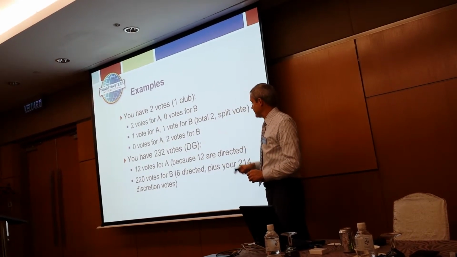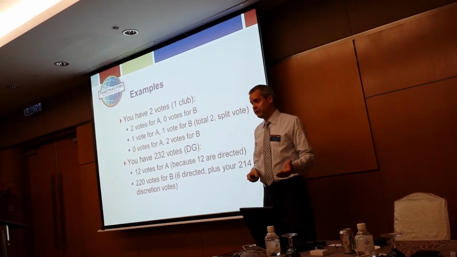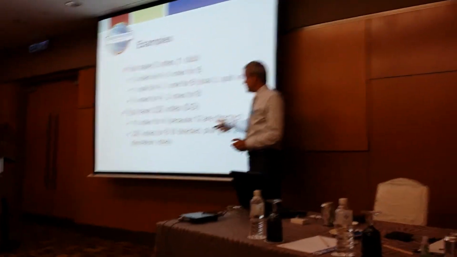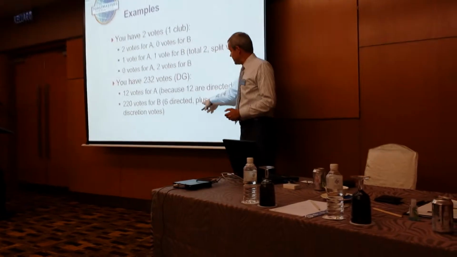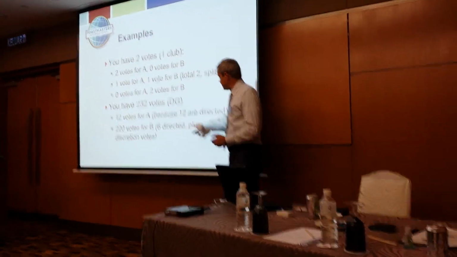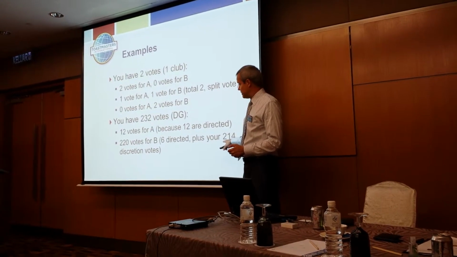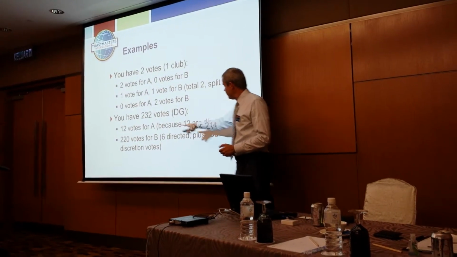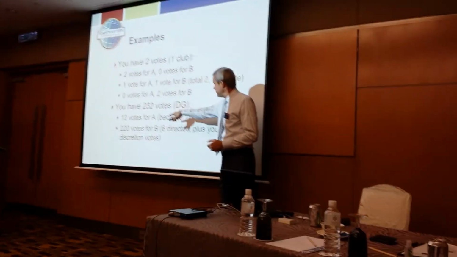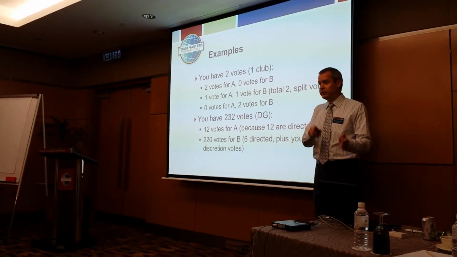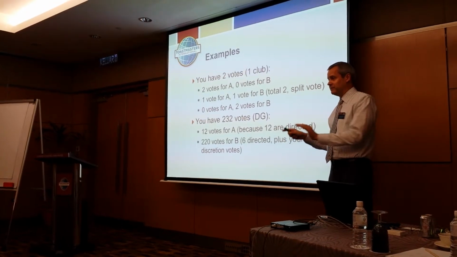A more complex example with the district governor having 232 votes. 12 votes for A because 12 are directed. But the district governor thinks B is the better candidate. There's 6 directed votes for B, plus the 214 discretionary votes. So 220 votes for B, 12 for A. Add those together, you get the 232 votes total. That's great. No undervoting, no overvoting. All is good in the world.